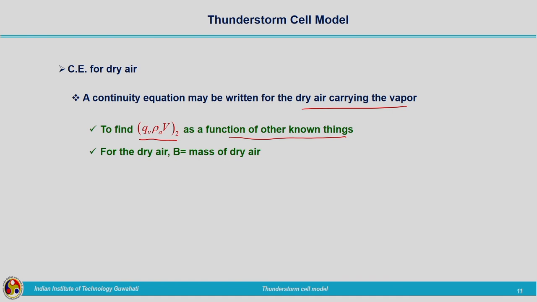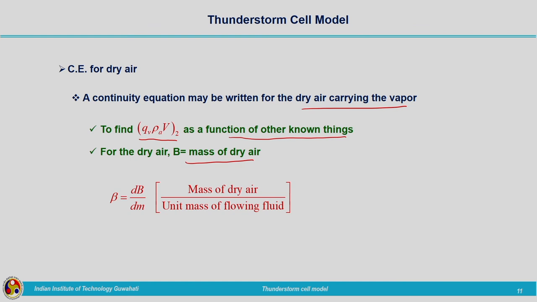By writing the continuity equation for the dry air which is coming out of the outflow region, we can find the relationship with those atmospheric parameters which are unknown, and relate it with the known values. B is the extensive property, that is the mass of dry air, and the intensive property is dB by dm. If it is dry air, there is no change in mass taking place, right? It is the mass of dry air divided by unit mass of the flowing fluid. Here the mass of dry air and the flowing fluid is also dry air. So, the value of the intensive property will be equal to 1.